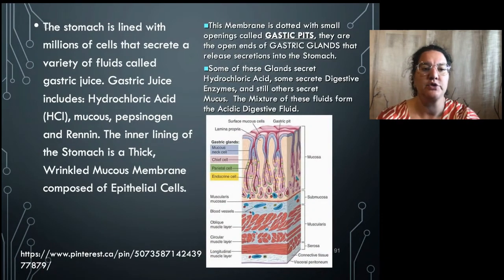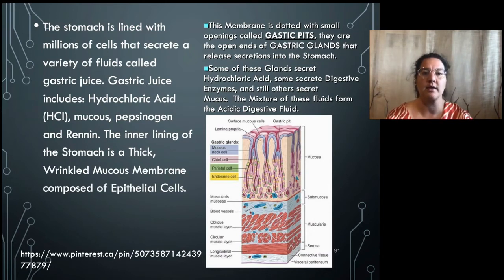Now, when it comes to chemical digestion, the stomach is lined with millions of cells that secrete a variety of fluids. Some of them are gastric juices, which include hydrochloric acid, mucus, and pepsinogen, which helps digest proteins. And the inner lining of the stomach is thick, mucousy, and contains epithelial cells. These cells are protected by a mucus lining in the stomach so that the stomach doesn't digest itself because of that low pH hydrochloric acid content.